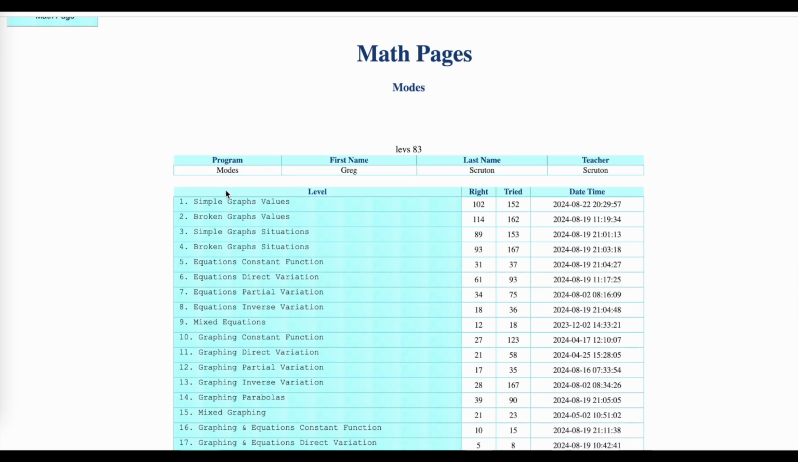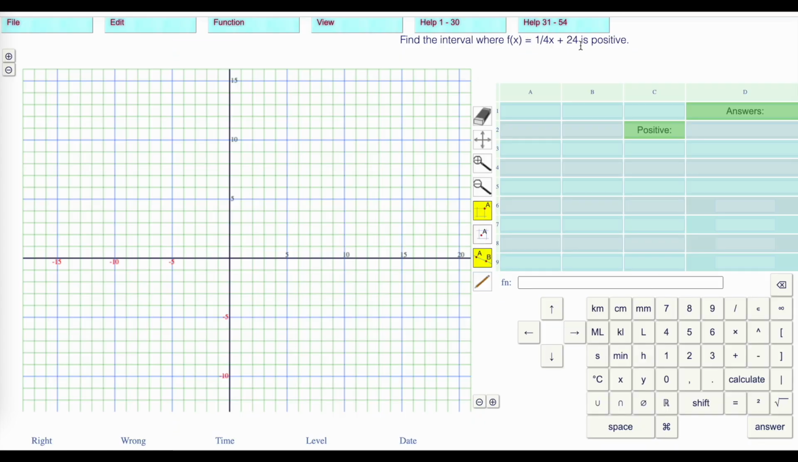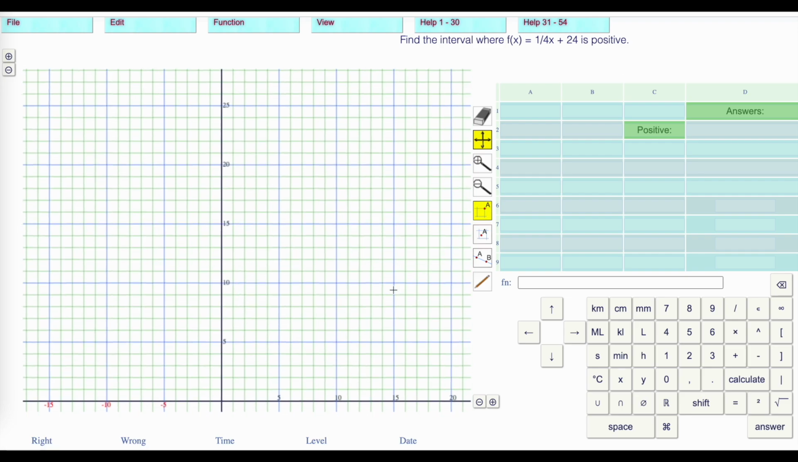Let us look at linear functions. When is this function positive? The b value is 24 and it's increasing. The slope is 1/4. Move over 4 and up 1. It's positive. Everything we can see is positive.